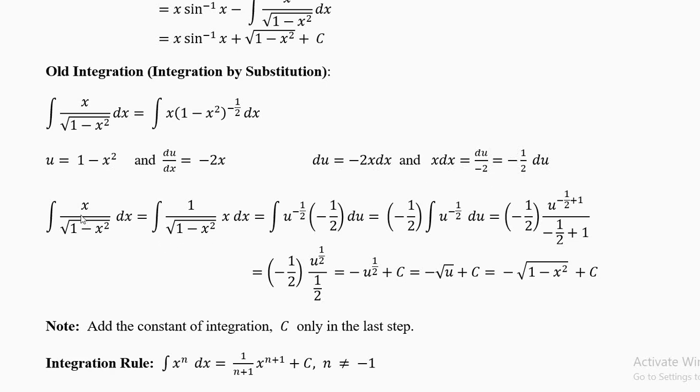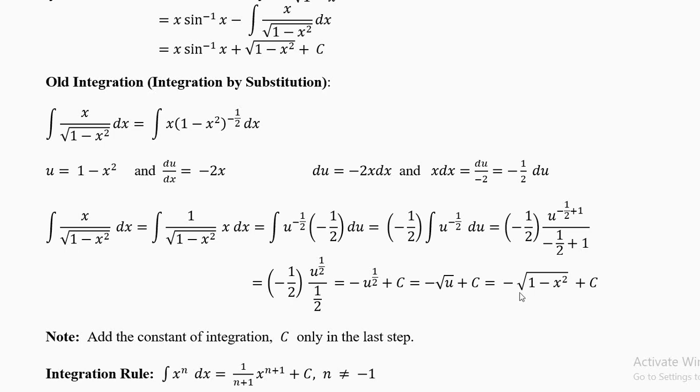Now do your substitution, you will get 1 over square root, write the x and the dx together, u power minus half into minus half du. This minus half comes out, you have integration u power minus half. Use the rule. You will get u power (minus half plus 1) divided by (minus half plus 1). You will get u power half divided by half. Minus half divided by half is minus 1. We do not write the 1 here. You will get minus square root of u.